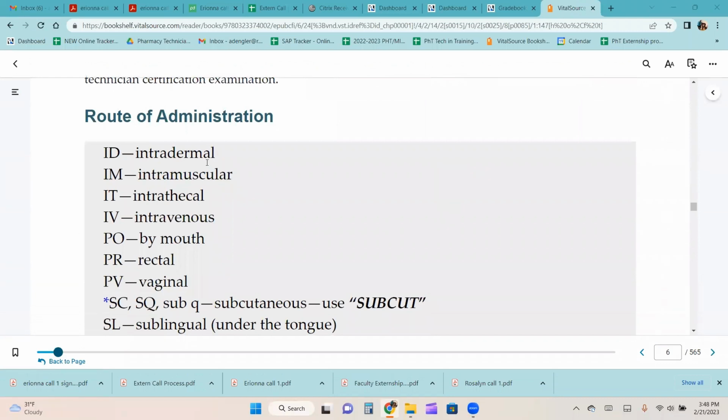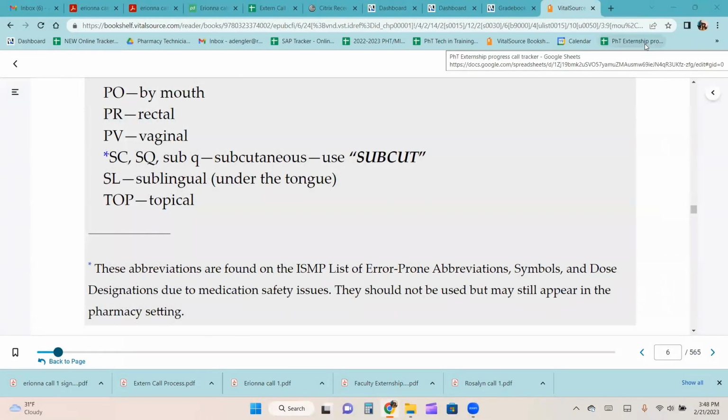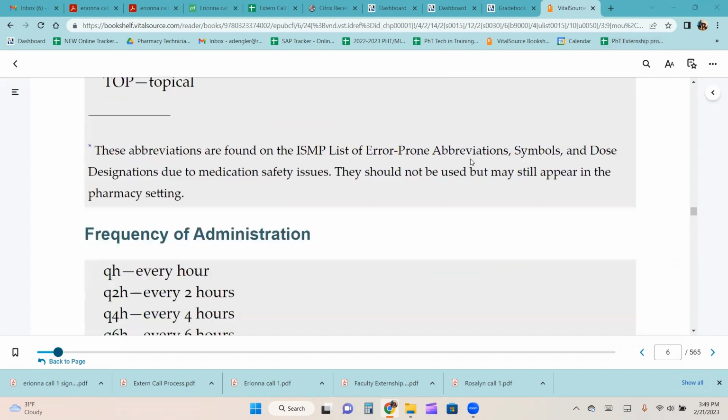So for routes of administration, we have ID, which is intradermal, IM, intramuscular, IT, intrathecal, IV, intravenous, PO, by mouth, PR, rectal, PV, vaginal, SC, SQ, subQ, subcutaneous are all on the do not use list. They say to use subcut. SL is sublingual, and top is topical.